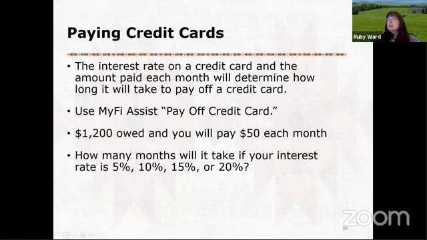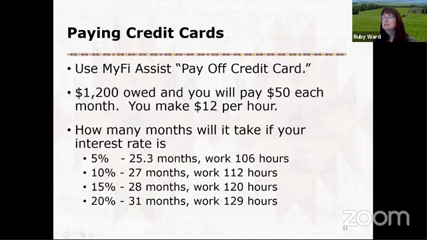So the interest rate on a credit card and how the amount paid each month determine how long it's going to take to pay it off. And the one on the app is the payoff credit card. I did $1,200 owed and made $50 monthly payments. And we could do various interest rates. So here's just to have an idea of how much that interest rate makes things vary.